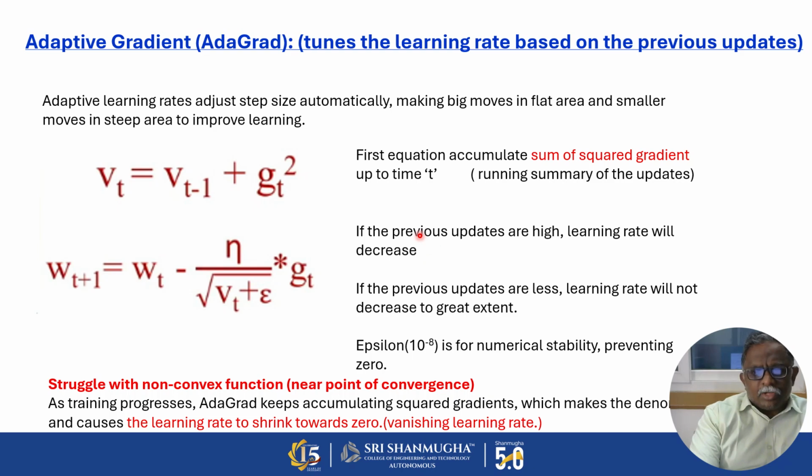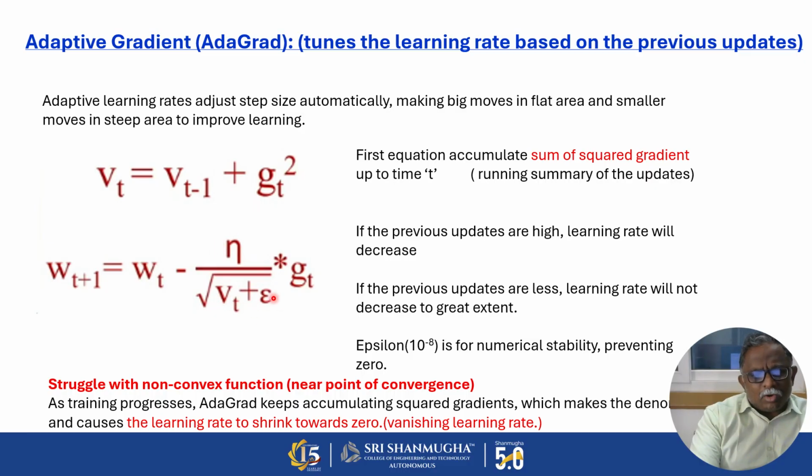So when the previous updates are very high, the learning rate will be decreased. When this VT is more, your denominator is going to increase, and as a result, the effective learning rate will be decreased. When the previous updates are very small, the term will decrease, but not to a great extent.